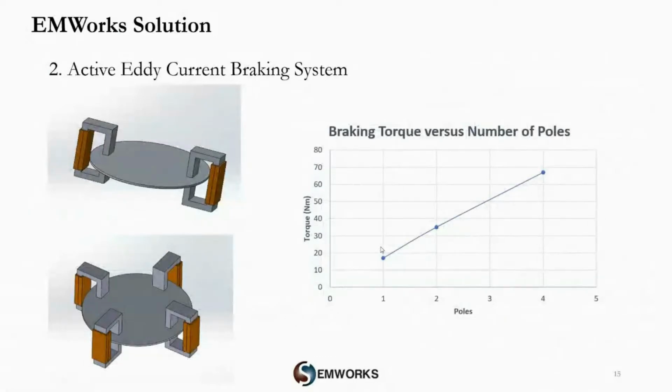This plot shows you the effect of the number of poles. So these are 2 poles, 4 poles. You can have more poles. And as you can expect, the torque is really linearly dependent on the number of poles. The more poles you have, the more torque you can produce.